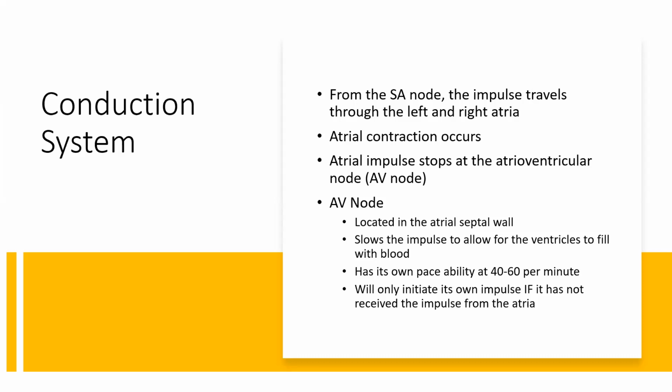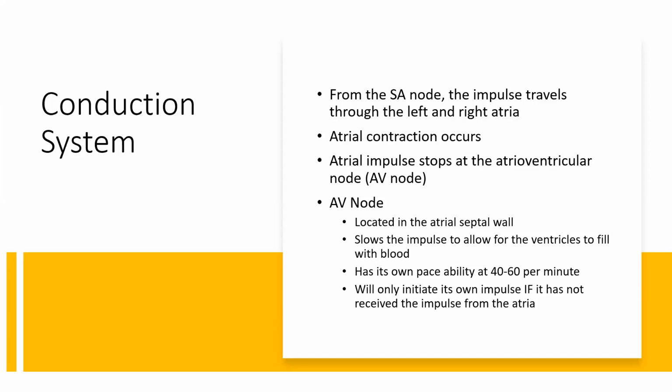Now, the interesting thing about the AV node is it has its own ability to fire an impulse, okay? This is not important when it comes to the normal pathophysiology of the heart, which is what we're talking about, but this becomes extremely important when we have an abnormality of the heart, which would be the next phase of this video series, if you will, for EKGs. And it has its own pacing ability at about 40 to 60 beats per minute.